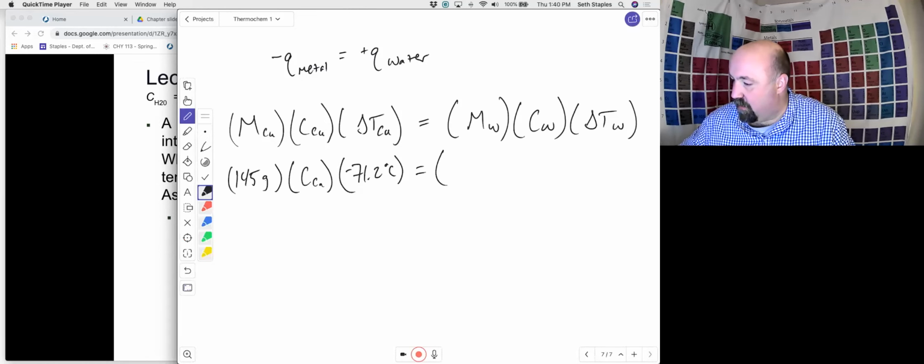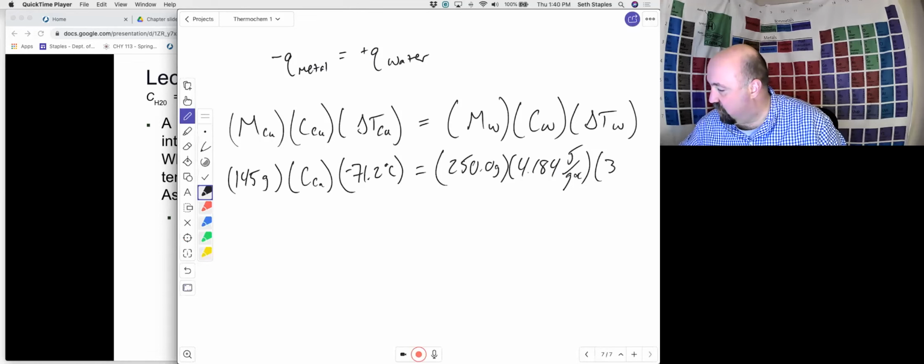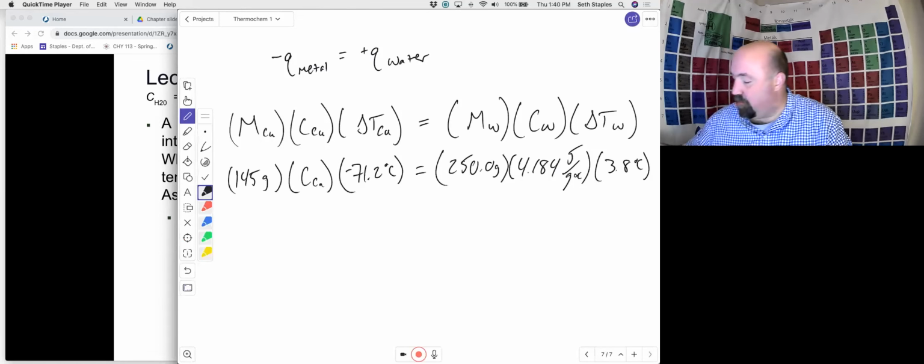That is all equal then to the mass of the water, which we were told was 250.0 grams, times the C of the water, 4.184 joules per gram degree C, times our delta T of the water. The water went from 25 to 28.8, so positive 3.8 degrees C.